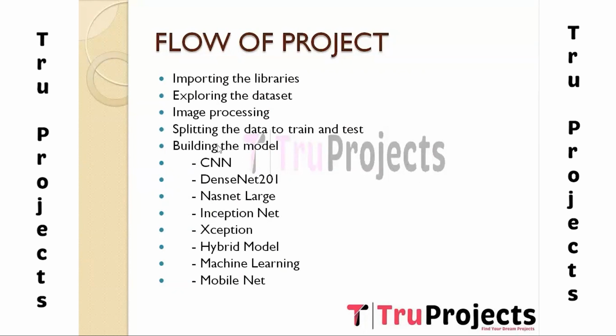And the fifth one is building the model. In this module, various learning architectures are constructed and implemented for malaria diagnosis. And the first one is CNN. CNN is a type of deep learning model designed to process and analyze visual data such as images. It is widely used for image recognition and computer vision tasks.